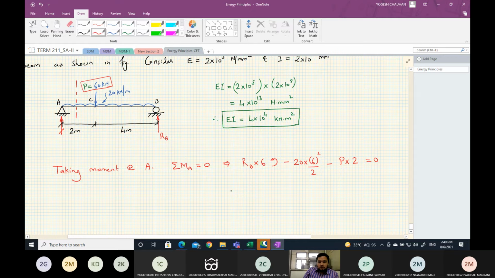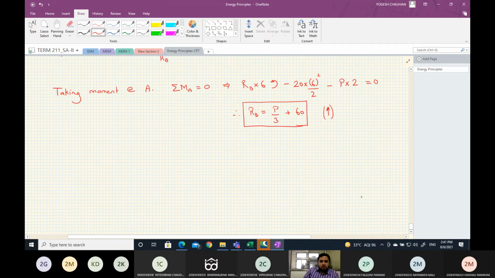So here RB will be equal to P by 3, okay, plus 60, and the direction of this will be upward only, because we have considered upward as positive and this value is positive, so it is positive.